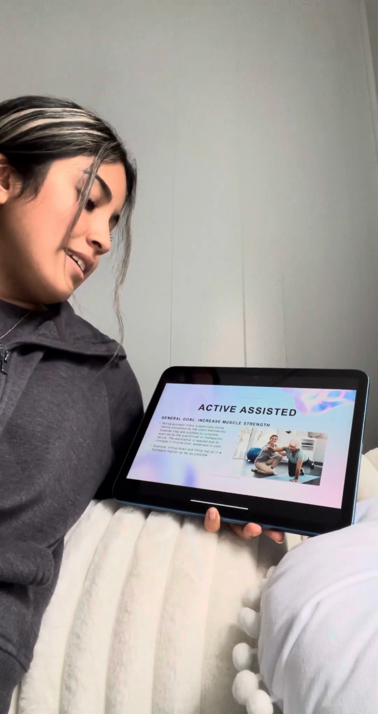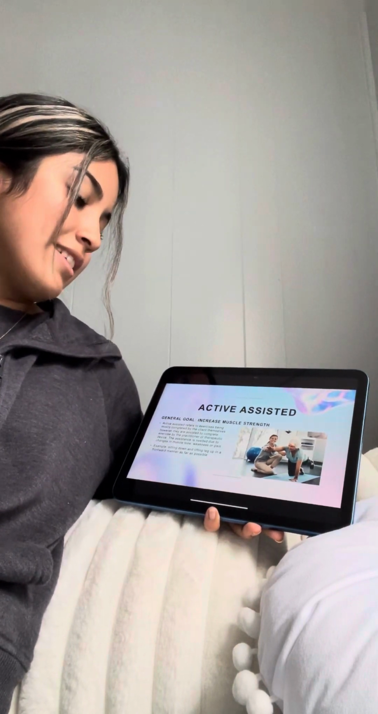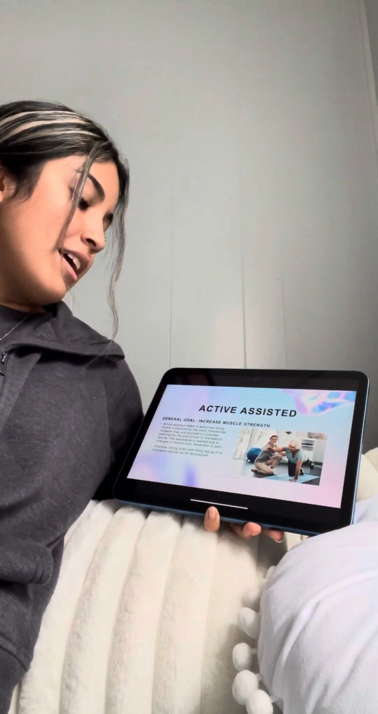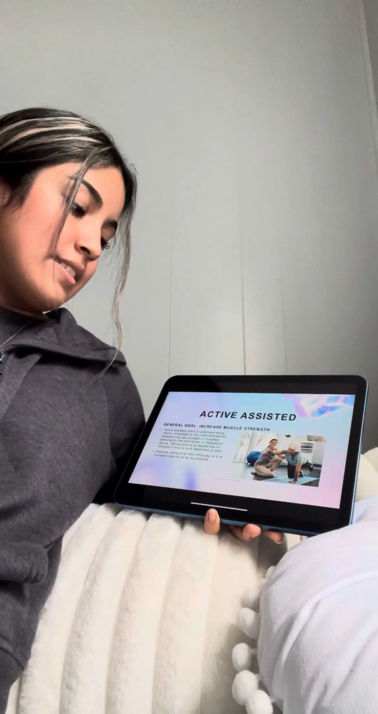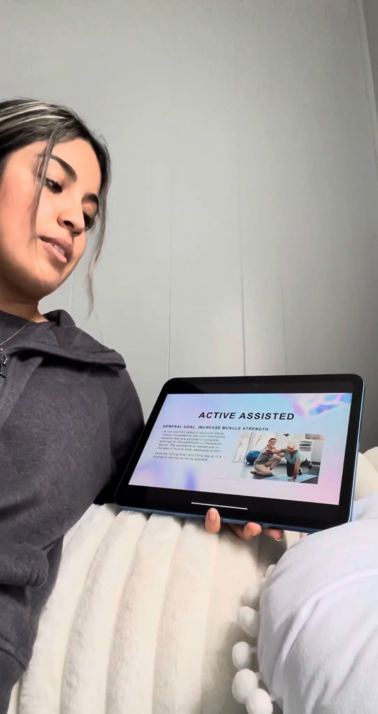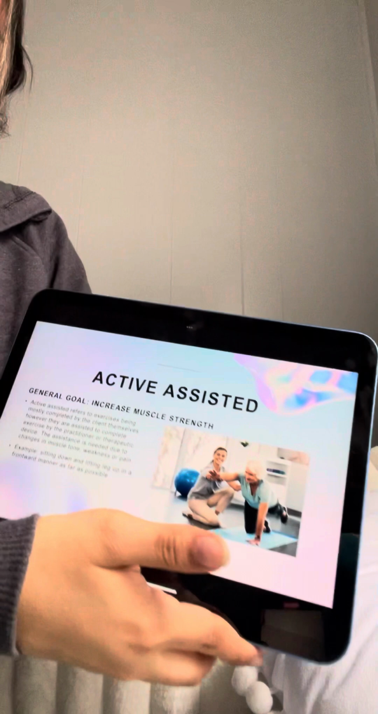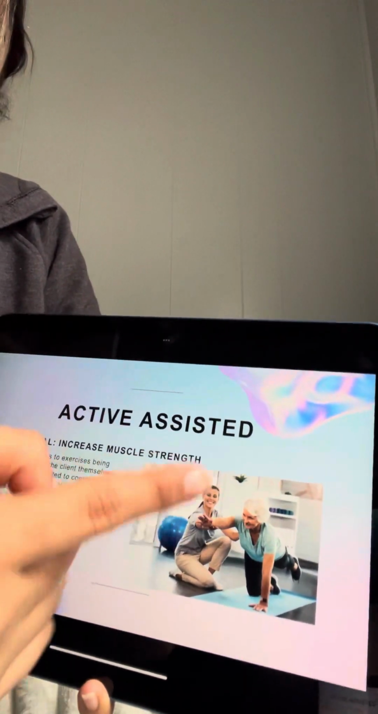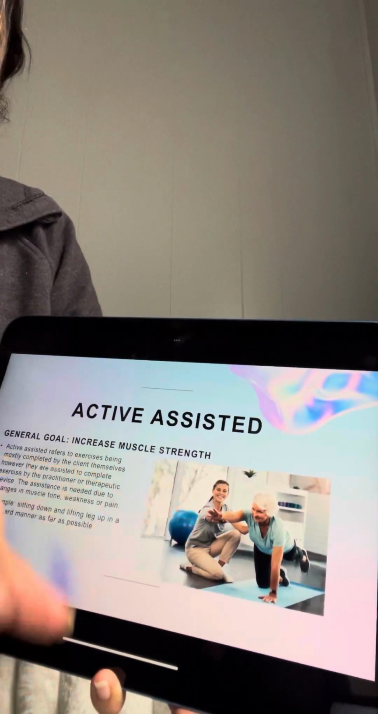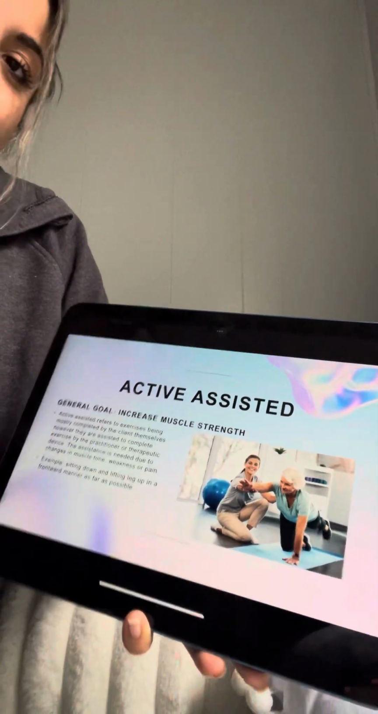The assistance is needed due to changes in muscle tone, weakness, or pain. An example of active assisted would be someone sitting down and lifting up their leg as high as possible in the manner that they can. This image is an example of active assisted. Here we have the practitioner helping the patient stretch out their arm as far as they can.